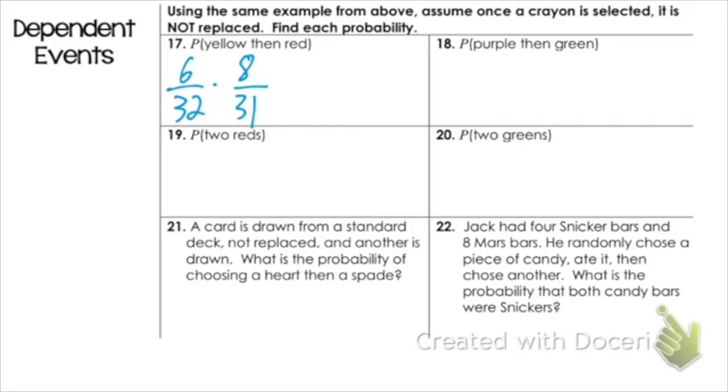6 and 32 we talked about, that reduces to 3 and 16. Can we still cross simplify though here? Yeah. Oh, heck yeah. 16 and 8 become 2 and 1. Multiply straight across. 3 times 1 is 3. What's 2 times 31? 62. So the odds now are 3 over 62. Not great.